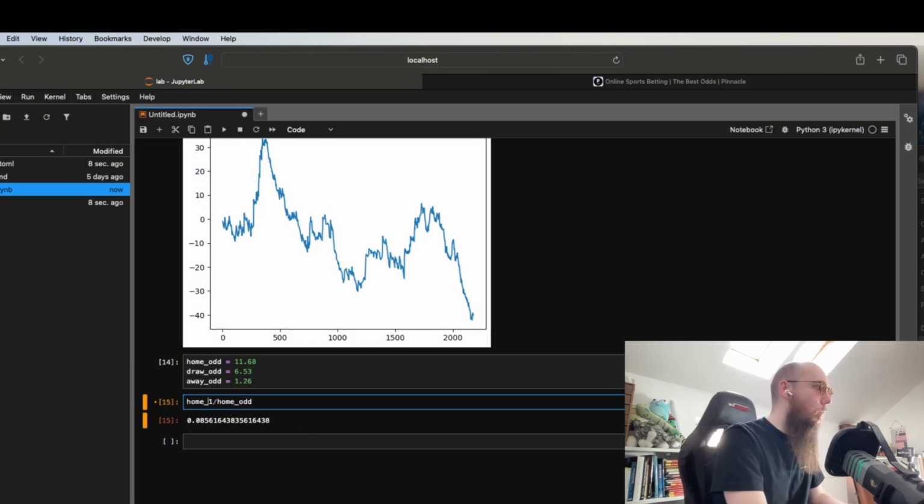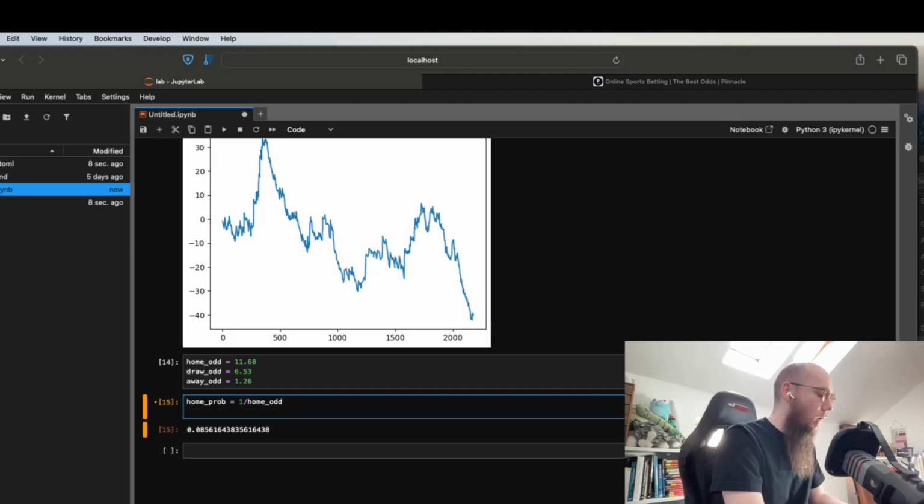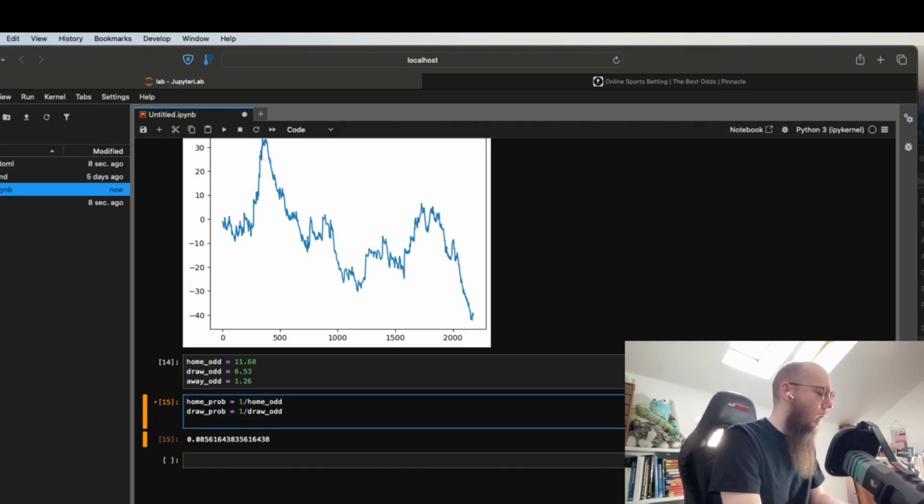So let's go, home prob is 1 over home odd. Draw prob is 1 over draw odd. Can't spell. Odd, sorry. Mine was somewhere else. And then away prob is 1 over away odd.